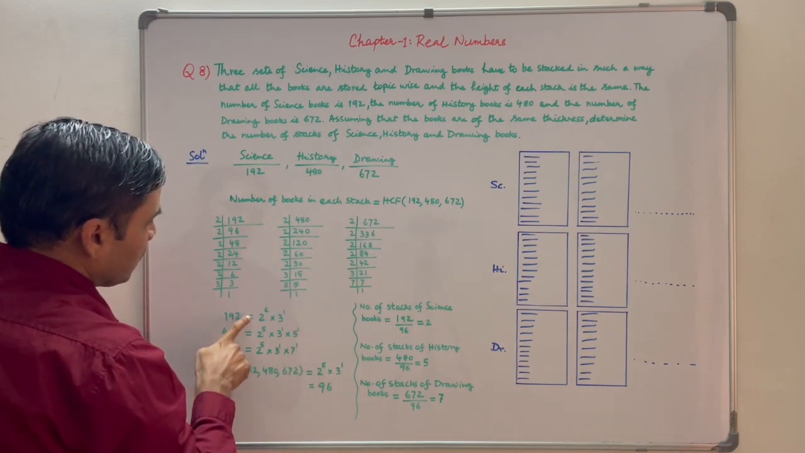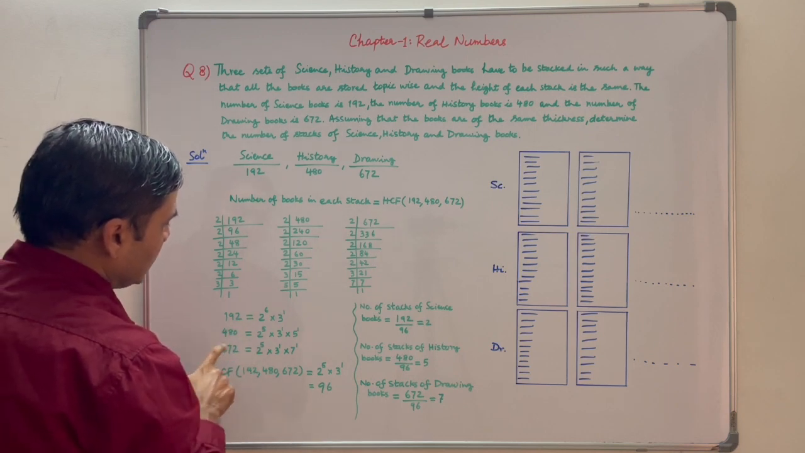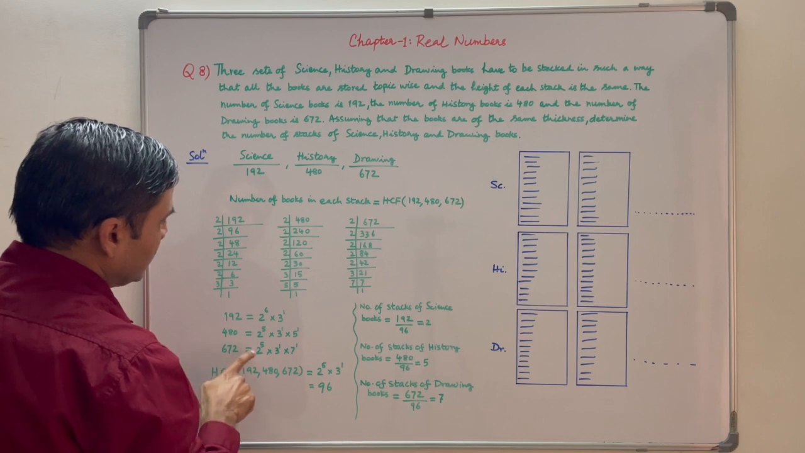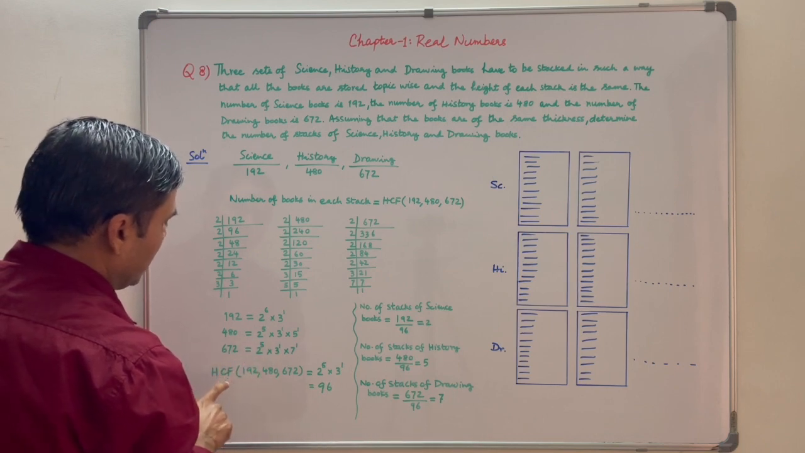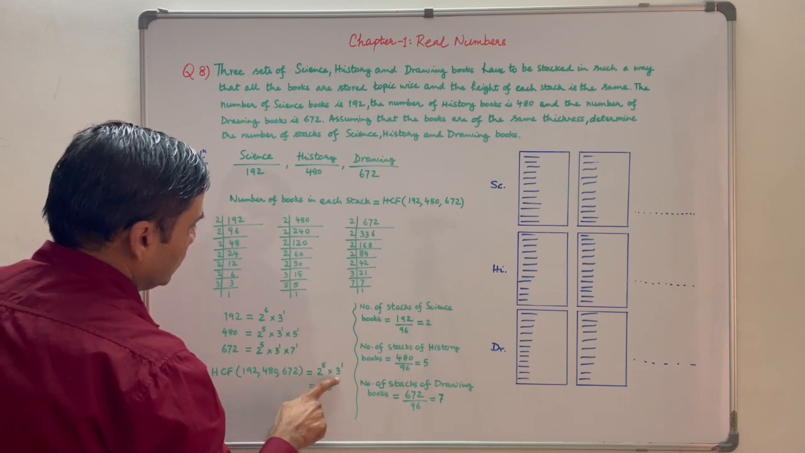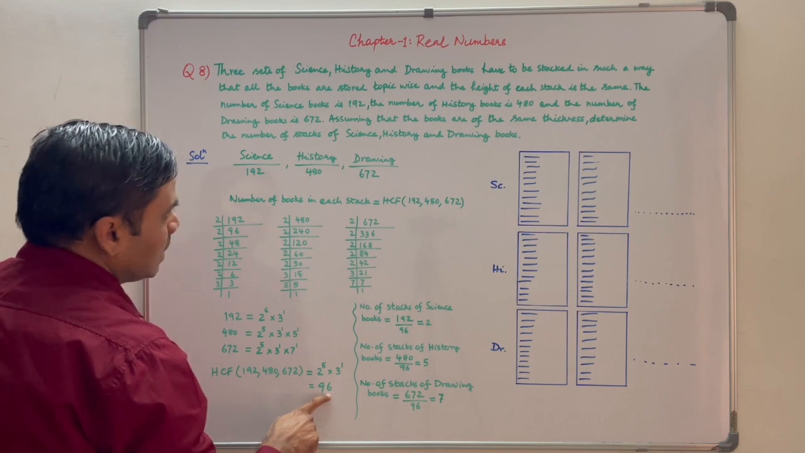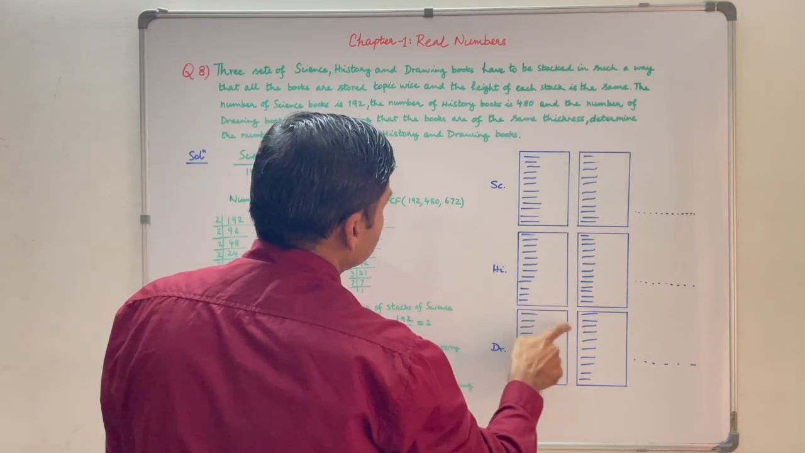The common prime factors in all these three numbers are 2 and 3. And what is their minimum power? That is 5 and 1 respectively. So the HCF of these three numbers will be 2 to power 5 into 3 to power 1. That is 96. It means there are 96 books in each stack.